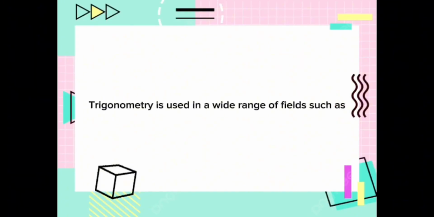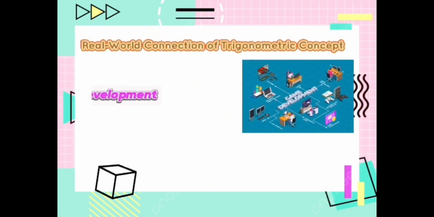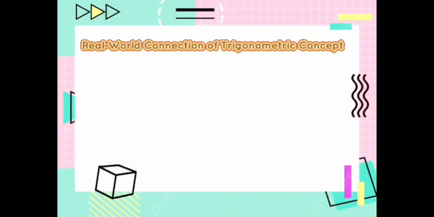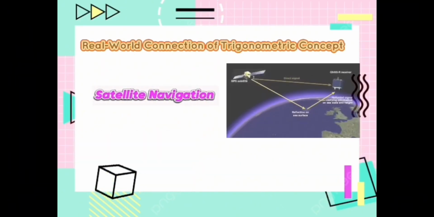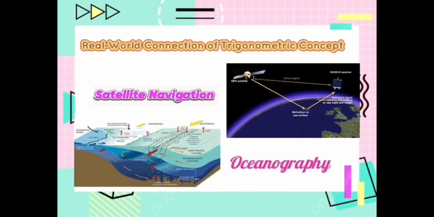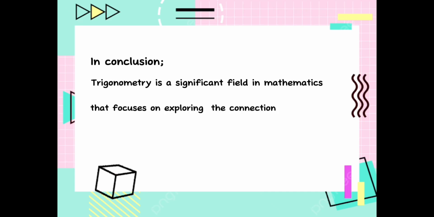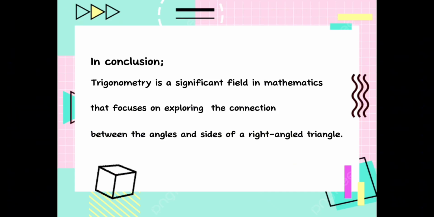Trigonometry is used in a wide range of fields such as game development, electrical engineering, satellite navigation, and oceanography. In conclusion, trigonometry is a significant field in mathematics that focuses on exploring the connection between the angles and the sides of a right-angled triangle.